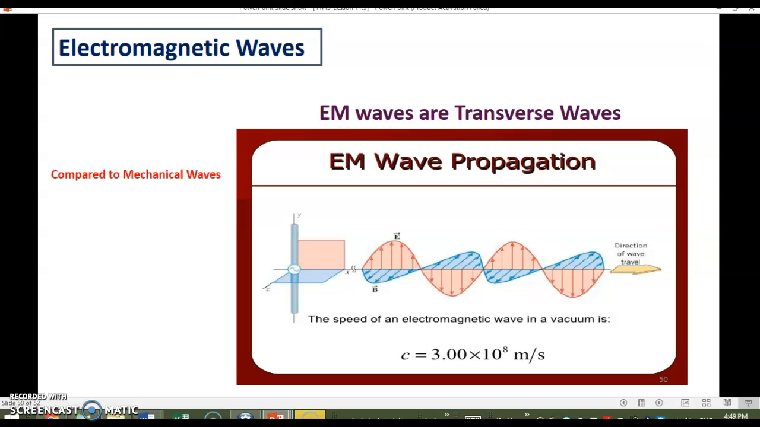The speed of an electromagnetic wave in vacuum, by convention, is symbolized by c equal 3 times 10 power 8 meter per second. You are responsible to memorize this value.